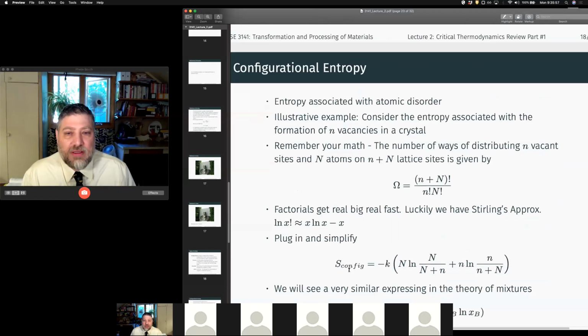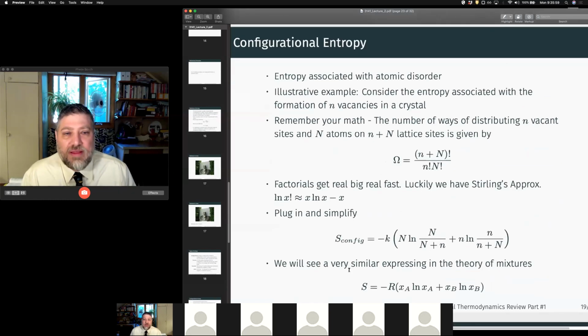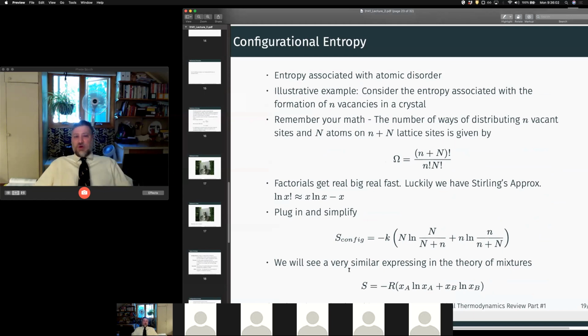But let's start with configurational entropy. This is what we're most familiar with. This is the entropy associated with atomic disorder. So the illustrated example of this is the entropy associated with the formation of vacancies in a crystal.